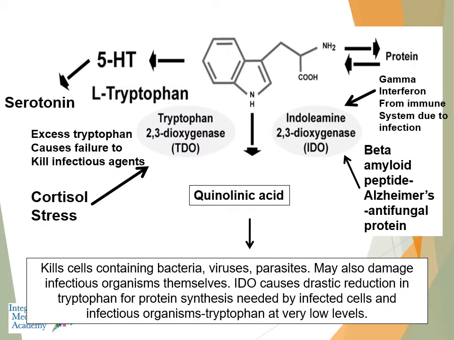What happens is tryptophan is linked to the serotonin pathway, but it's also linked to what's called the quinolinic acid, kynurenic acid pathway. Stress, cortisol, can increase an enzyme called tryptophan 2,3-dioxygenase. Other factors like beta amyloid seen in Alzheimer's can increase the activity of another enzyme called indoleamine 2,3-dioxygenase, causing increases of quinolinic acid and decrease of tryptophan conversion to serotonin.